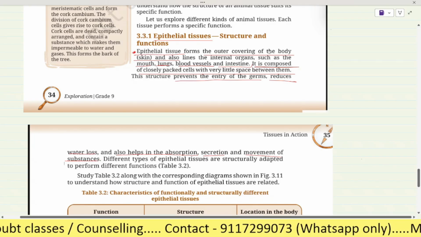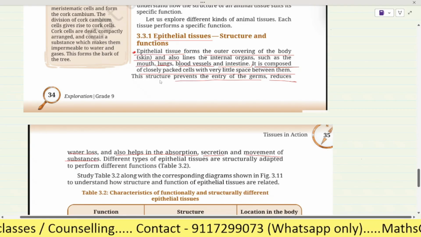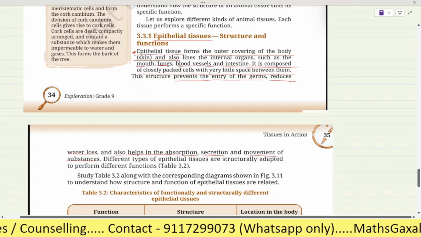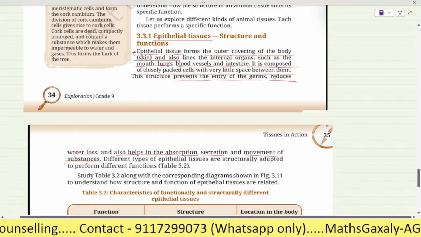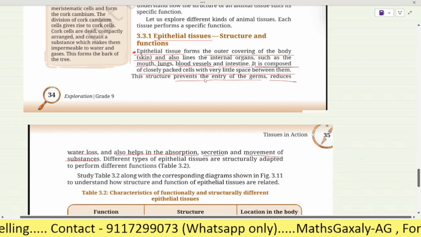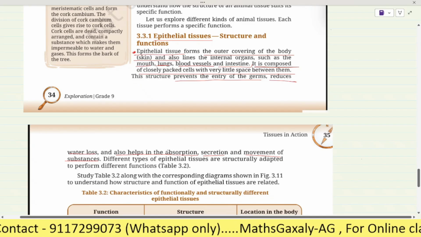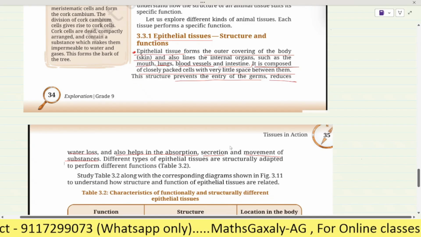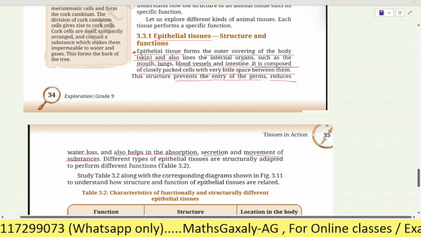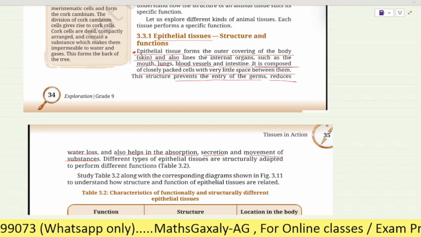So please note down this point also, that it is composed of closely packed cells with very little space between them, and this structure prevents the entry of germs, reduces water loss, and also helps in absorption, secretion, and movement of substances. Please note down this point.